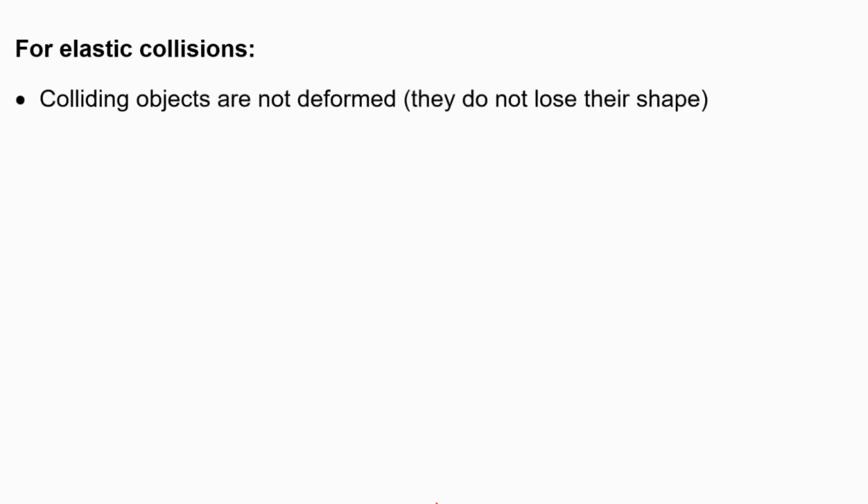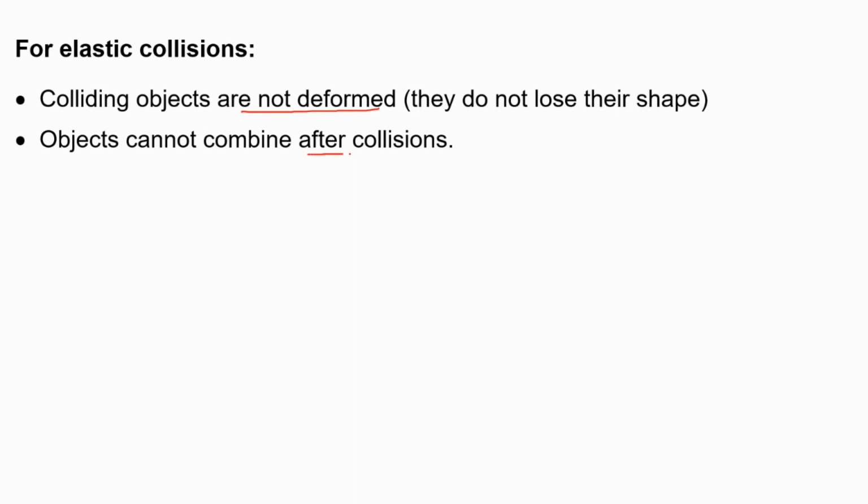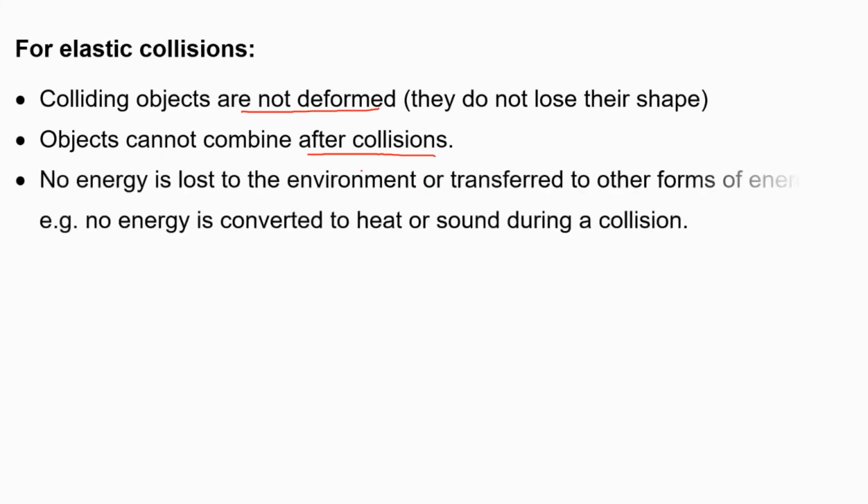For elastic collisions, colliding objects are not deformed. They do not lose their shape. And then objects cannot combine after collisions. If the objects collide elastically, then the objects cannot combine after the collisions. No energy is lost to the environment or transferred to other forms of energy. So no energy is converted to heat or sound during a collision. That is for elastic collisions.